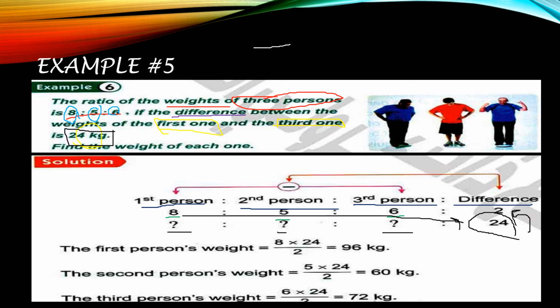The first person's weight is going to be 8 times 24 divided by 2, which is 96 kilograms. The second person's weight is going to be 5 times 24 divided by 2, which is 60 kilograms. The third person's weight is going to be 6 times 24 divided by 2, which is 72 kilograms. To make sure, we are going to subtract the third one from the first one, which is 96 kilograms minus 72 kilograms. It gives us 24 kilograms. This means that we are correct.